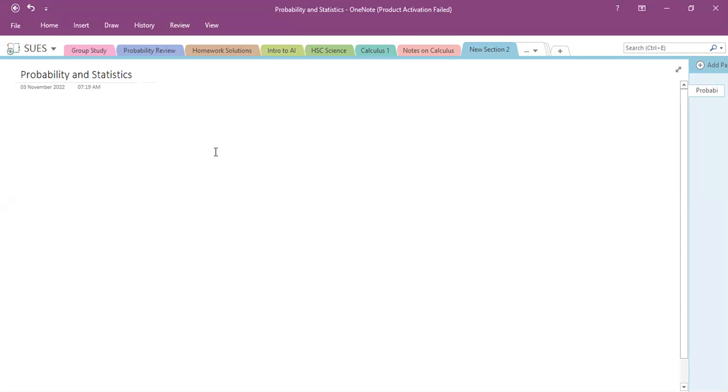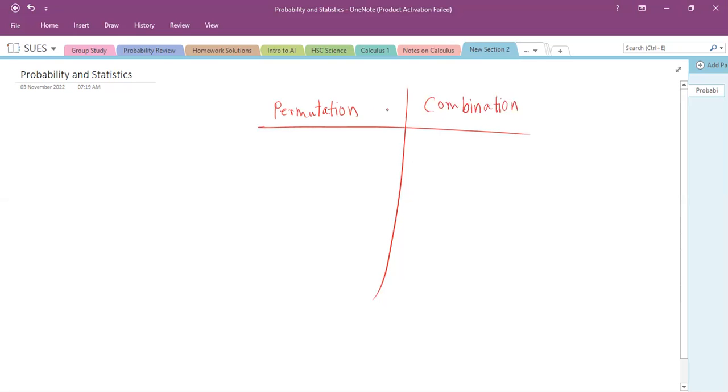The first thing we're going to learn is permutation and combination. Let's start with an example. Permutation, and we have combination. We can also say permutation is arrangement. So let's say we arrange 3 numbers out of 5 numbers.